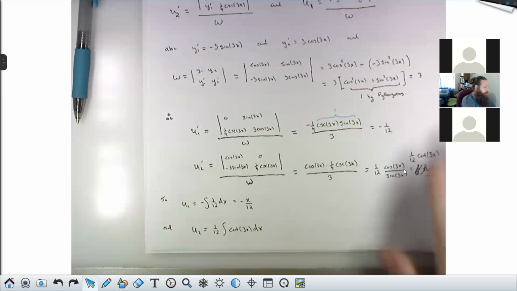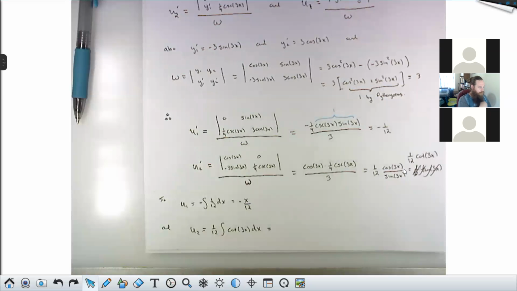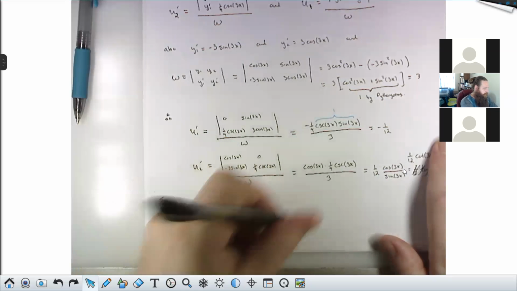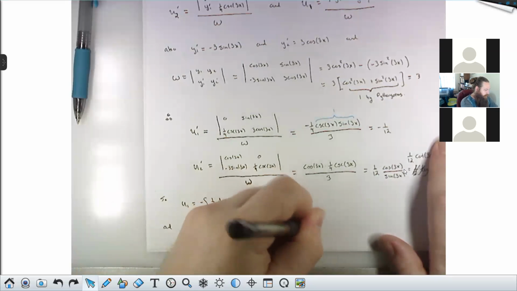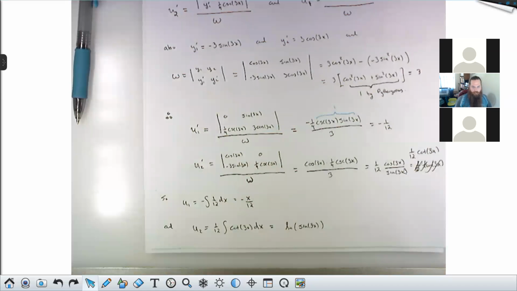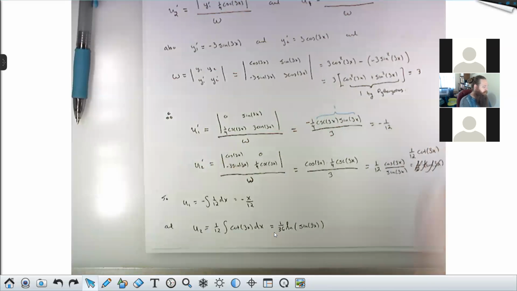So what are we going to have all together? We know we're going to have a natural log of sine 3x. The integral of cotangent stuff is natural log sine stuff. But what about the constants? There's a 1/12, and what happens to this 3 when we integrate like that? You divide by 3. So this will be 1/36 natural log sine 3x.